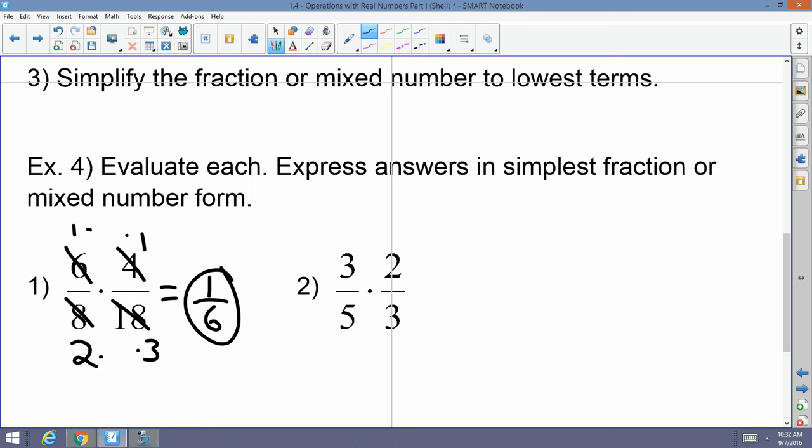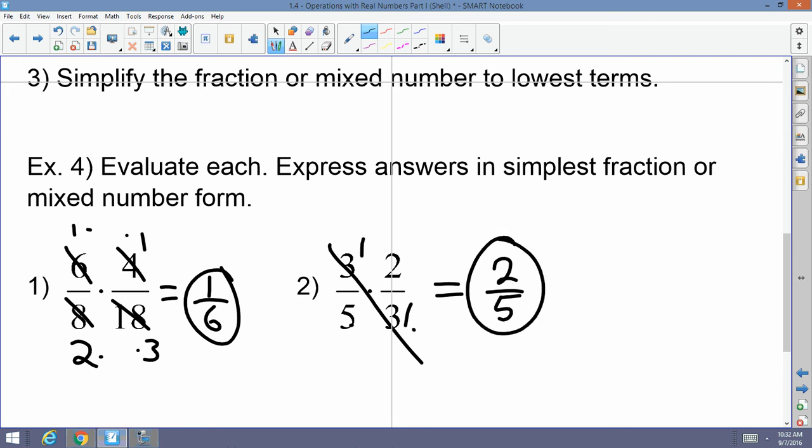So I'm always going to cross reduce, always, me personally, okay? For 3/5 times 2/3, what can we immediately, without even thinking about it, cancel out? Yeah. So now that 3 is a 1, that 3 is a 1. So that's 2 times 1, which is 2. 5 times 1, which is 5. 2/5, I'm done. I could have done 2 times 3, it would have been 6. 3 times 5 is 15, and then I could have started reducing. But why? Save your time, okay?